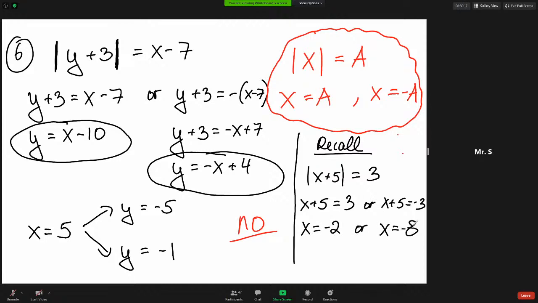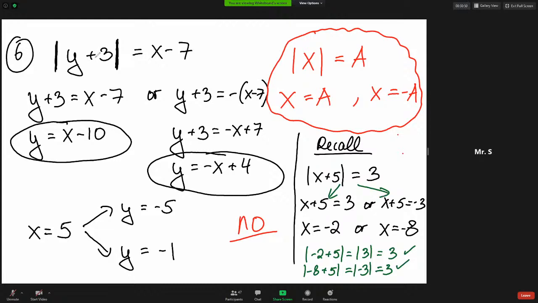So if I plug in negative 2 into the original, then what would happen? Absolute value of negative 2 plus 5 equals absolute value of 3, which equals 3. So that's a true statement. If I plug in negative 8 into the original, I get absolute value of negative 3, which is still 3. So that is a true statement, right? So most absolute value equations have two solutions. And that was a property that we used here to find both of the solutions.